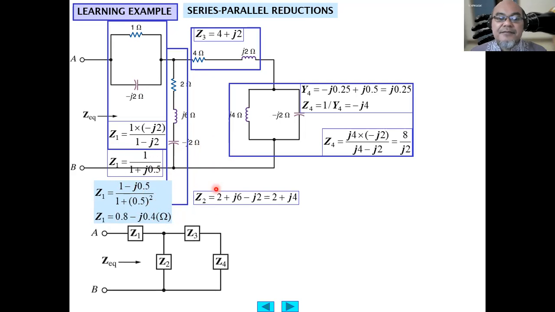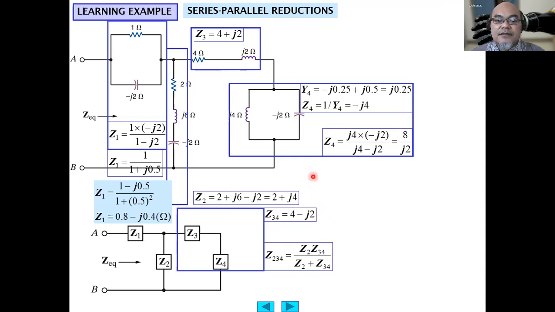So from here, we have Z1, and Z2 here from this series of impedances. We have Z3 here and Z4 here. Z3 and Z4 can be further simplified. So Z34 equals this plus this one, which equals 4 minus J2. Then Z2 and Z34 are basically in parallel. So we can obtain the parallel impedance Z234 as Z2 times Z34 divided by Z2 plus Z34.